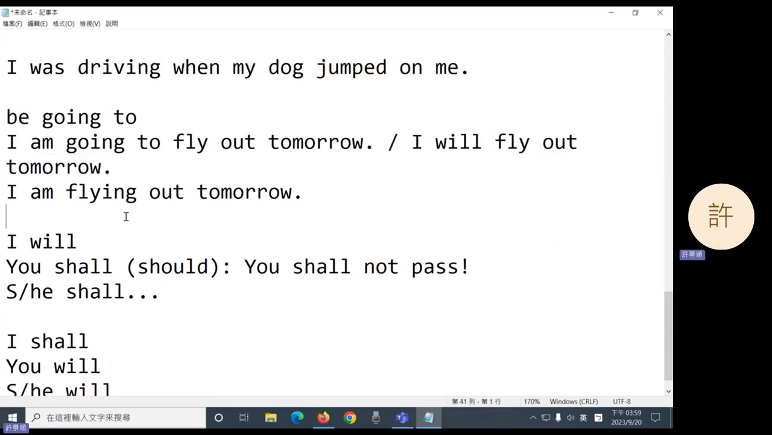There we go. So in terms of the future, you can say, I will fly out tomorrow. You can say, I am going to fly out tomorrow, or I am flying out tomorrow. These two are the same thing. Or you can say, it's a plan, I fly out tomorrow, present tense, but you're actually talking about the future. Okay, so that is the lecture part. 关于以上讲解有要提问吗? Any questions? As you can see, I answer questions as best I can. If you don't understand, please do ask.